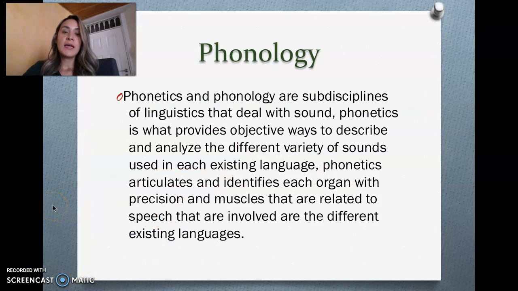Phonology and phonetics are subdisciplines of linguistics that deal with sounds. Phonetics provides an objective way to describe and analyze the different variety of sounds used in each existing language. Phonetics articulates and identifies each organ with precision, and the muscles related to speech that are involved in the different existing languages.